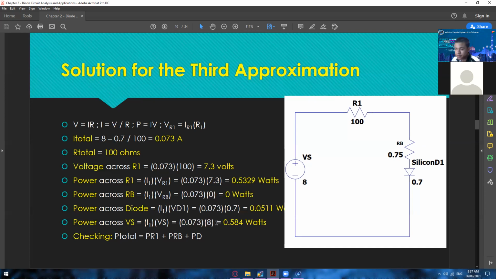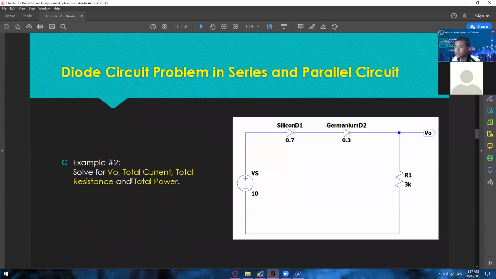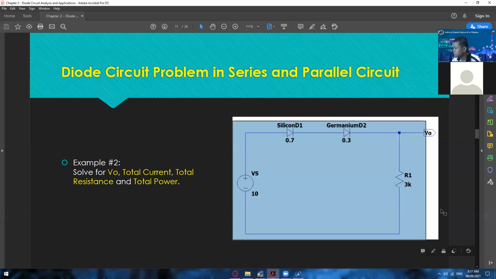All right. So is there no other question? Okay. So it seems that there is no question anymore. So if ever that you have a clarification, just ask me anytime. Okay. So let's now move on to the second example, which is the diode circuit problem in series and parallel circuit. So let's start with series connection first.